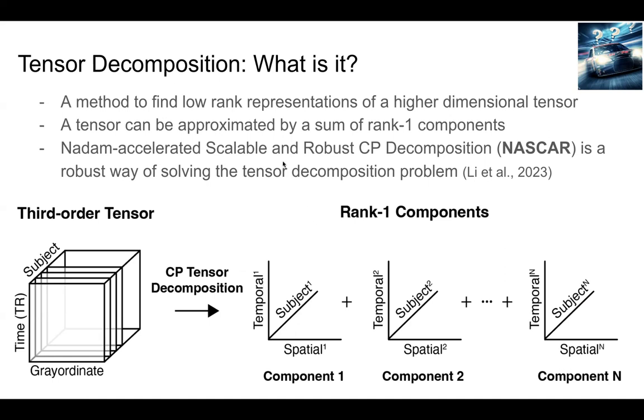I do want to mention that the specific flavor of tensor decomposition that we're using here is called NASCAR, which stands for Nadam Accelerated Scalable and Robust CP Decomposition. This is just a robust way of solving the problem. It was developed by Lee et al. 2023. That's Andrew, who's one of the authors of this work.